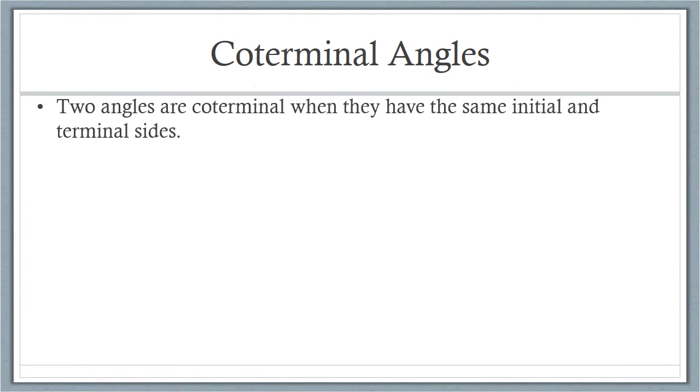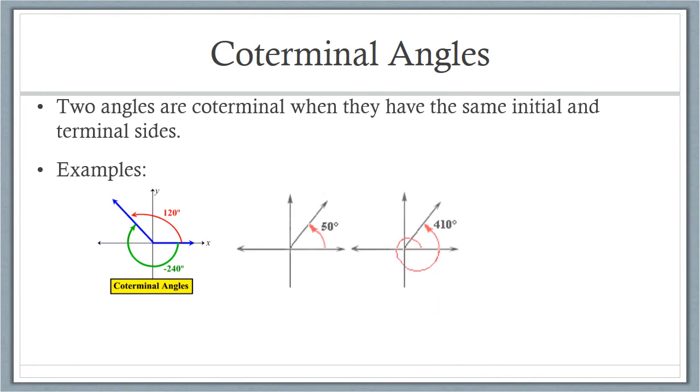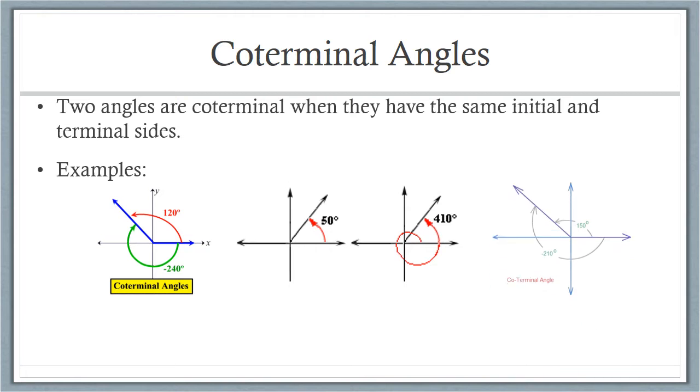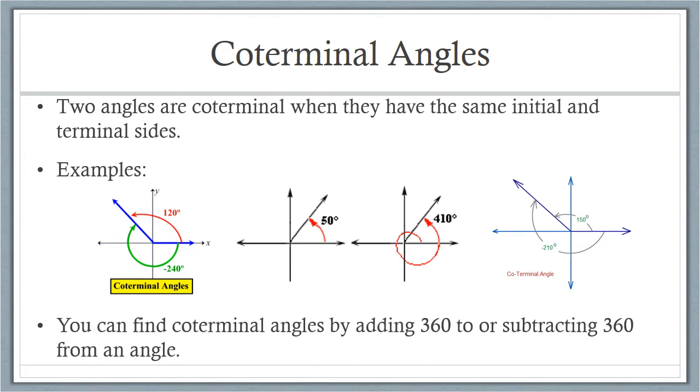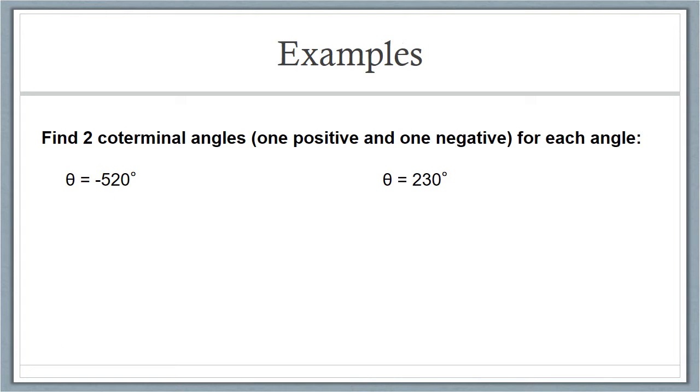Okay, two angles are coterminal, like we've said before, when they have the same initial and terminal sides. And here's a couple of examples. You can find coterminal angles very easily by adding 360 or subtracting 360. So find two coterminal angles for each angle. Just take the number, add 360, and then take the number and subtract. Pause the recording, give it a try, and resume to check your answer.